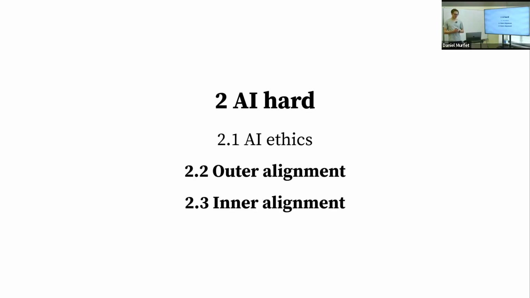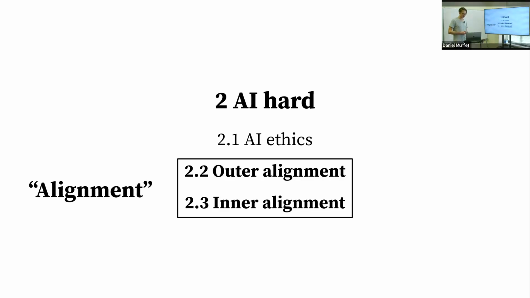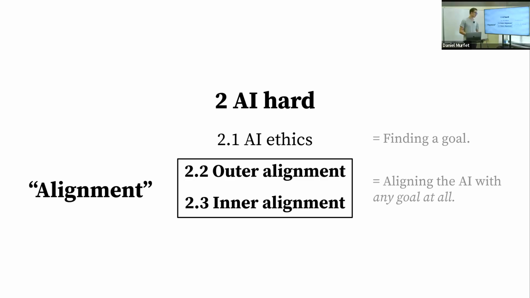But for the rest of the talk, we're going to focus on this problem of technical alignment, which encompasses these two. So alignment we will use to refer to this parent, these two main things: outer alignment and inner alignment, specifying our objectives and actually getting AIs to want what we specify. Another way to think about this is that AI ethics is the problem of finding a goal, finding a target, and alignment is the problem of aiming the AI towards any target at all.